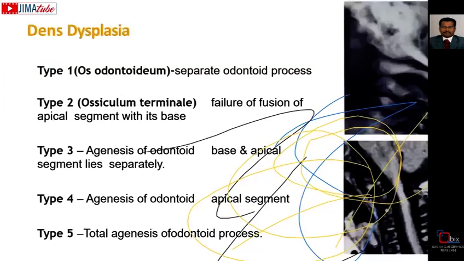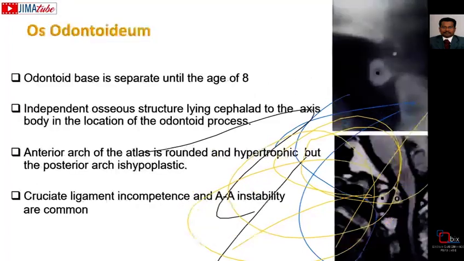Next is the dens dysplasia. Type 1 is a separate odontoid process. Type 2 is failure of fusion of the apical segment with its base. Type 3 is agenesis of odontoid and the apical segment lies separately. Type 4 is agenesis of the odontoid apical segment. Type 5 is total agenesis of odontoid. The os odontoideum is separate until the age of 8. The anterior arch of the atlas is rounded and hypertrophic, but the posterior arch is hypoplastic.